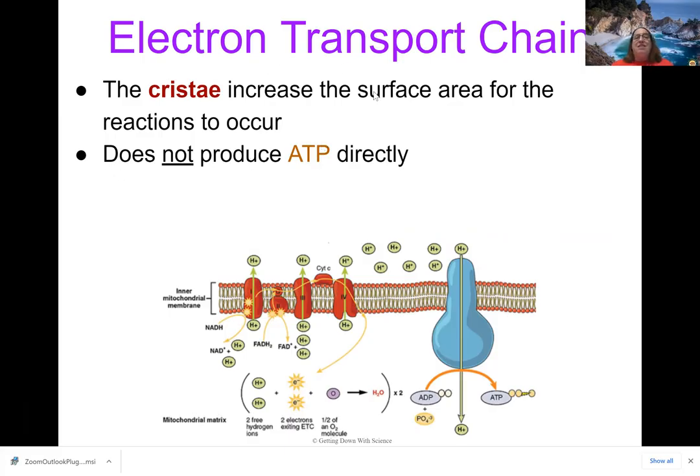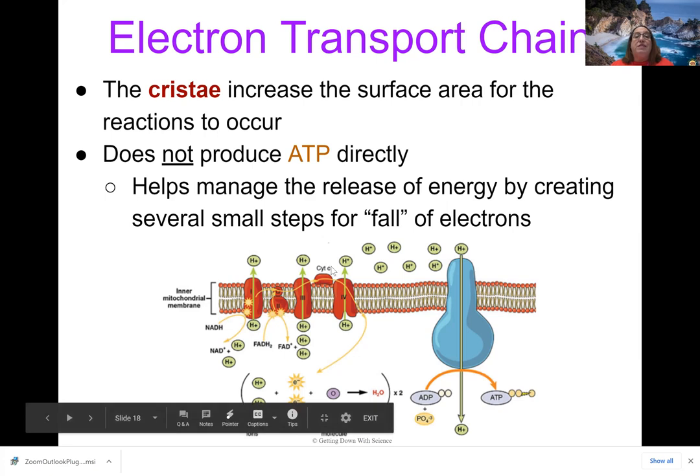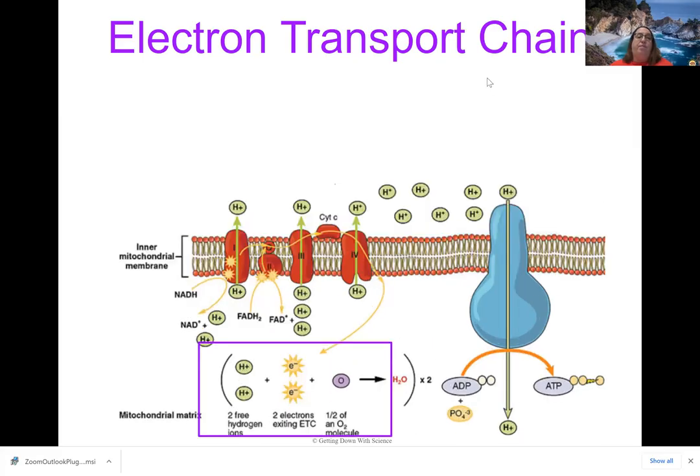This process itself, the electron transport chain part, doesn't actually produce the ATP directly. It basically sets the stage. So it's managing the release of the energy, creating all these little steps or falls for the electron, but it's not actually creating the ATP.